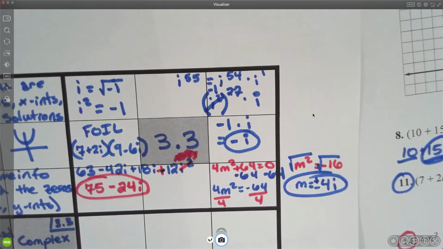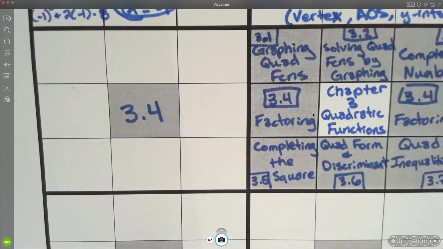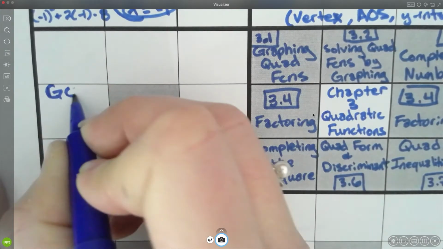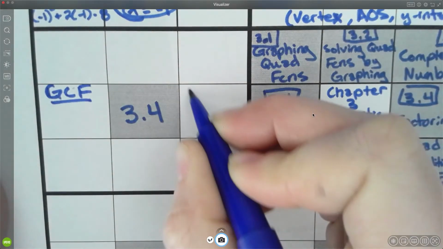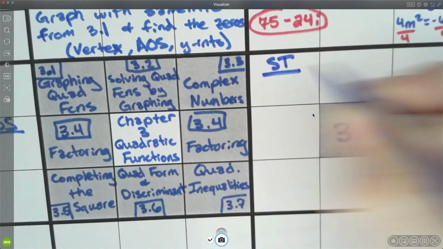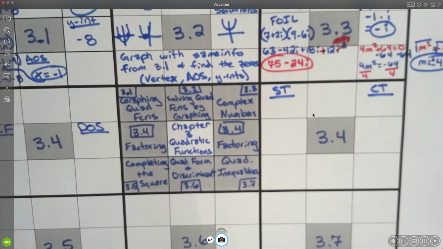Okay, moving on. So that was the i section. Now moving on to 3-4. We have GCF, I'm going to do GCF first, difference of squares, simple trinomial, and a complex trinomial. So we're going to do one of each of those.